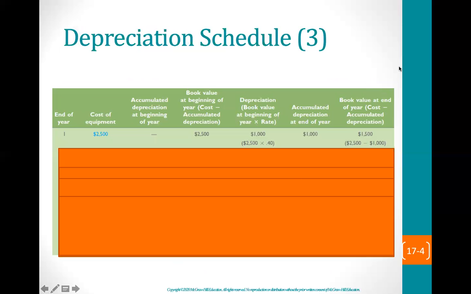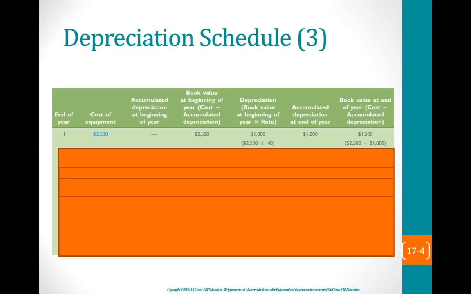So this is your depreciation schedule for a declining balance depreciation problem. First column, you have the end of year 1. Second column, you have the cost of the equipment. Then we discuss how much accumulated depreciation is at the beginning of the year. In year 1, there will not be any depreciation taken yet, so there is no accumulated depreciation at the beginning of year 1. The book value is your cost minus accumulated depreciation. Since there is no accumulated depreciation in year 1, your book value is equal to the cost.